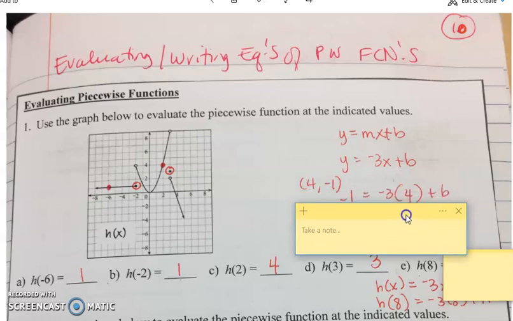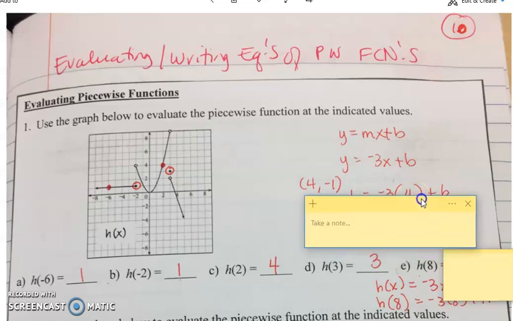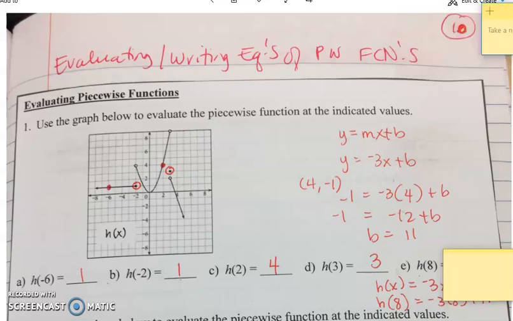When I do that, I get y equals -1 and x equals 4. This is now a two-step equation, and you can solve for b, and therefore b is equal to 11. I now know that my equation for this line is h of x equals -3x plus 11. That's only for this piece right here.